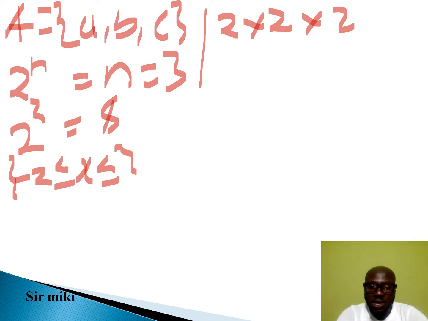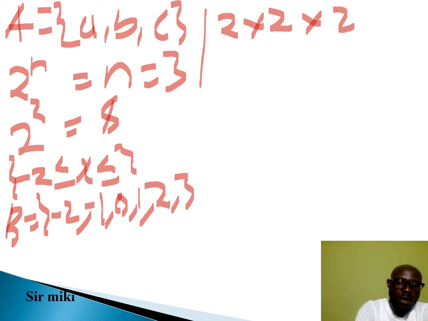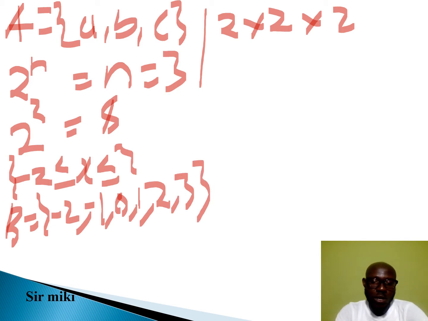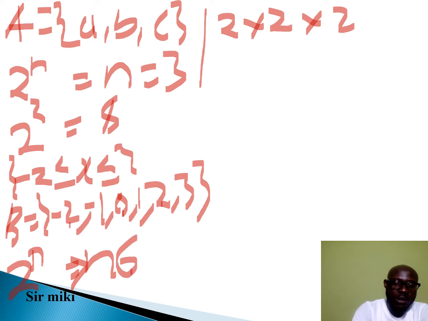Now because of the bar under the notation sign, we have to start from -2 and end at +3. So the elements of set B will be -2, -1, 0, 1, 2, and then 3. Good. So the number of elements in set B is given by n, which will give us 1, 2, 3, 4, 5, 6. So n will give us 6.